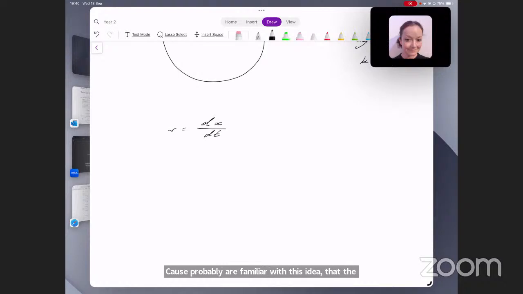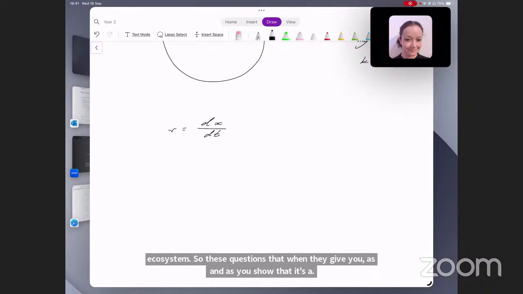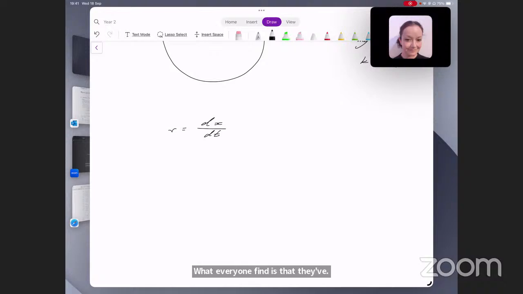Show that an object undergoing simple harmonic motion has a velocity as a function of displacement. It's given by v equals to this expression. So with these questions, when they give you the answer and ask you to show that, everyone finds they're a bit easier because you know the answer, but the problem is getting there.